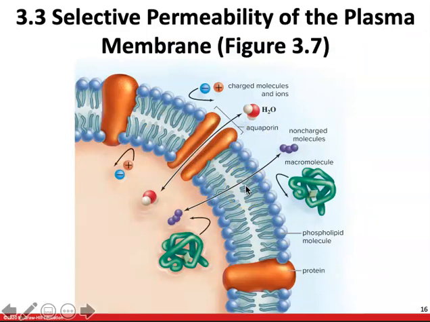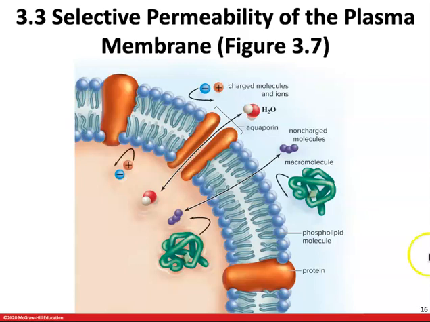Some membrane proteins can act as channels. We've already mentioned that there are proteins embedded in the plasma membrane, and each of these proteins has its own purpose. Some of those membrane proteins can act as channels. They're going to allow some things in while keeping other substances out.